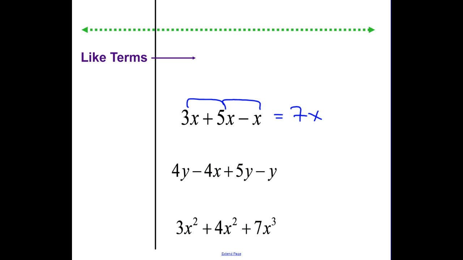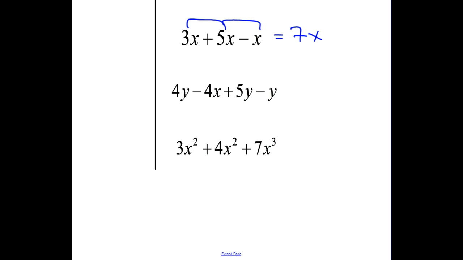Now we can look and do the same thing for this next piece, but we have to find our like terms. See how this variable is y, and this variable is y, and this variable is y. We can combine those like terms, but since this is an x, we cannot put that together. So really we can do 4 plus 5 and then minus 1. Well, 4 plus 5 is 9, minus 1 is 8, so that's going to equal 8y, and since I can't do anything with that x, it's going to be minus 4x.